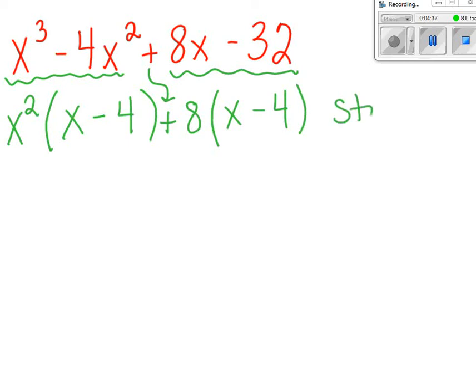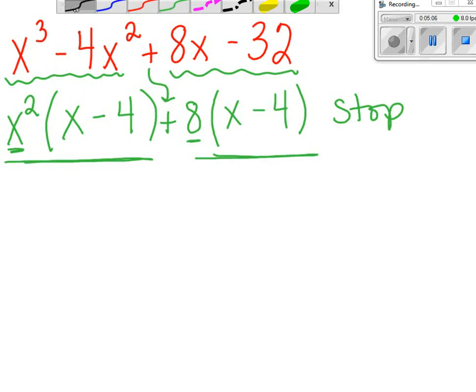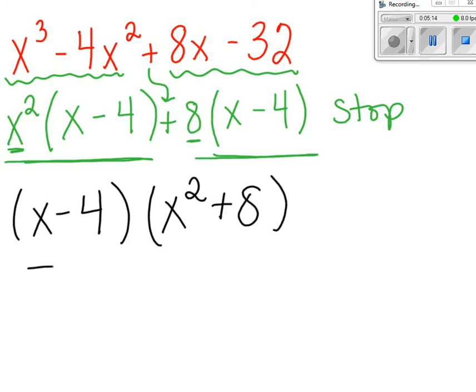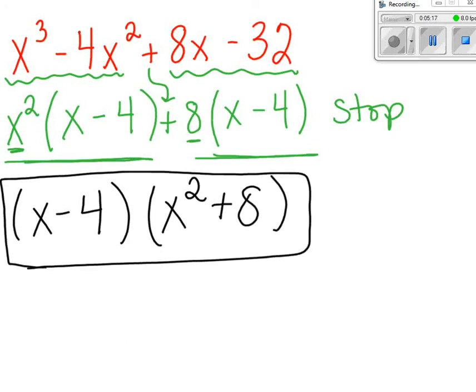Remember, I'm going to stop and ask myself, are both my parentheses the same? If they are, great, I can go on. If they're not, either I did something wrong, maybe I didn't take out the greatest common factor, or maybe I made a mistake multiplying or dividing. Or it's possible that the original polynomial just can't be factored using grouping. Mine are the same, so I'm going to keep going. I'm going to factor again. Both of these terms have an x minus 4 in common, so I'm going to take out an x minus 4. When I take out an x minus 4, I'm left with x squared plus 8. And this is going to be my final answer right there.